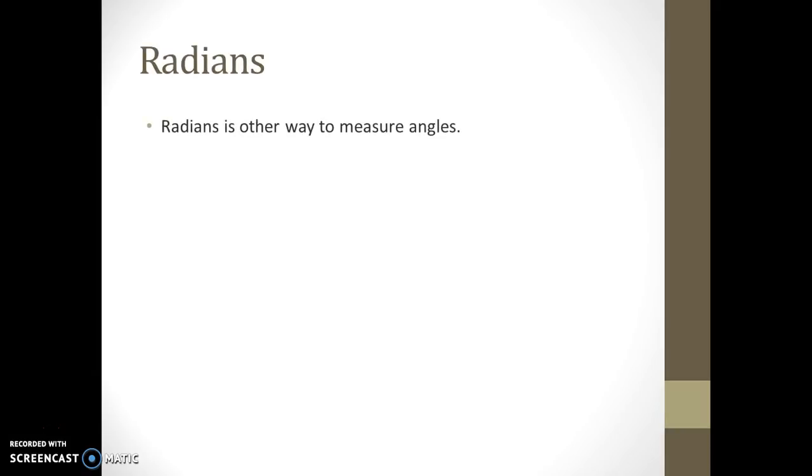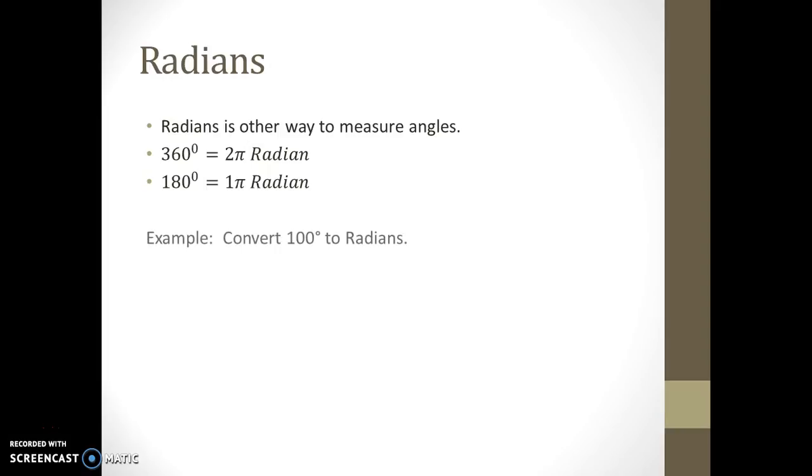Okay. Next we're going to talk about going from radians to degrees and degrees to radians. Radians is just a way to measure angles, just like we can talk about miles or kilometers. They're both measuring distance. So 360 degrees is 2 pi radians. Likewise, 180 degrees would be 1 pi radian.